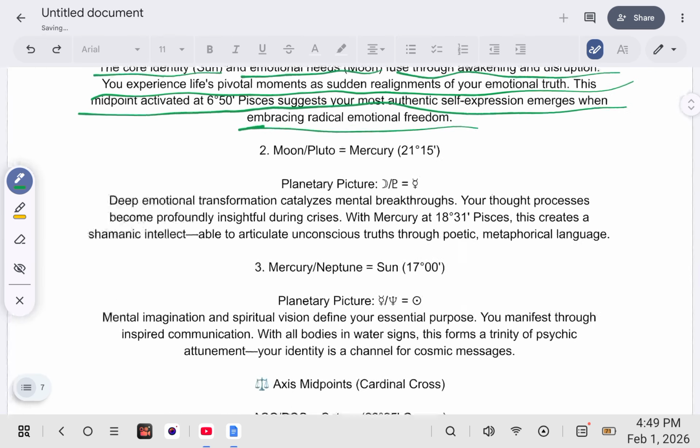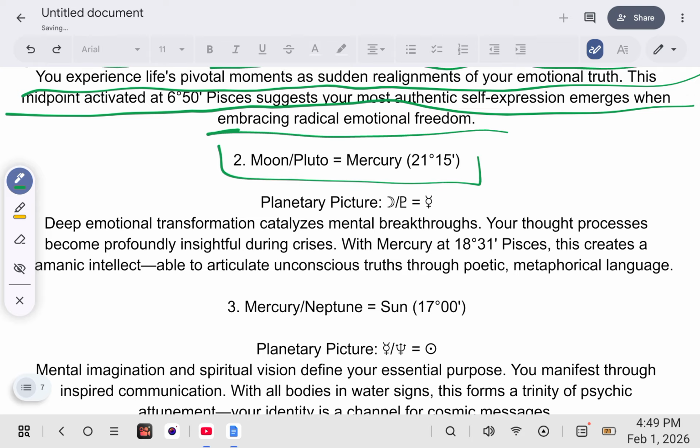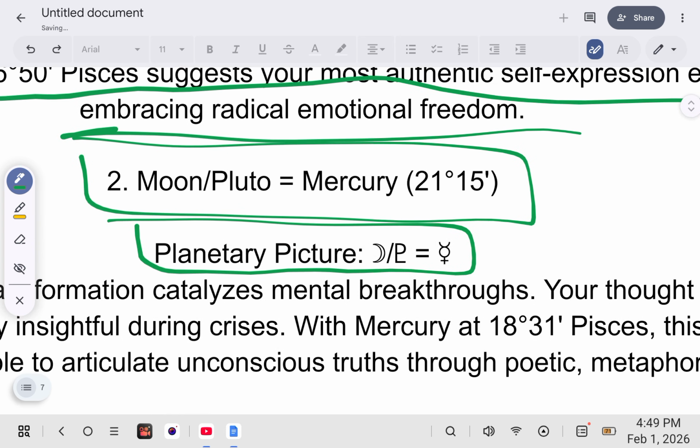Let's look at Moon and Pluto, and it equals Mercury at 21°15'. Again, let's look at the planetary picture here to help you understand this. Moon, right here. Ooh, we don't want to cover the Moon. So there's Pluto, and there's Mercury.